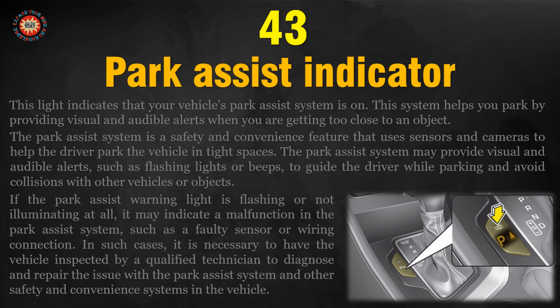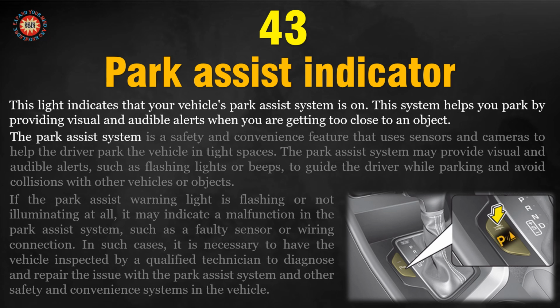Symbol 43. Park assist indicator. This light indicates that your vehicle's park assist system is on. This system helps you park by providing visual and audible alerts when you are getting too close to an object. The park assist system is a safety and convenience feature that uses sensors and cameras to help the driver park the vehicle in tight spaces.